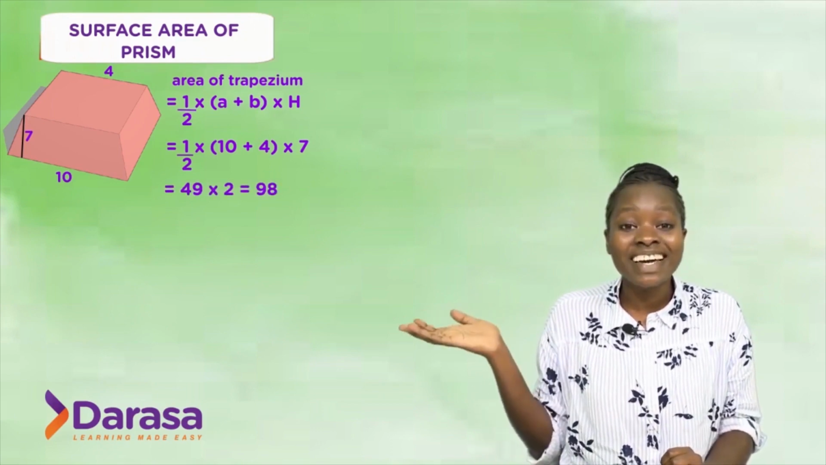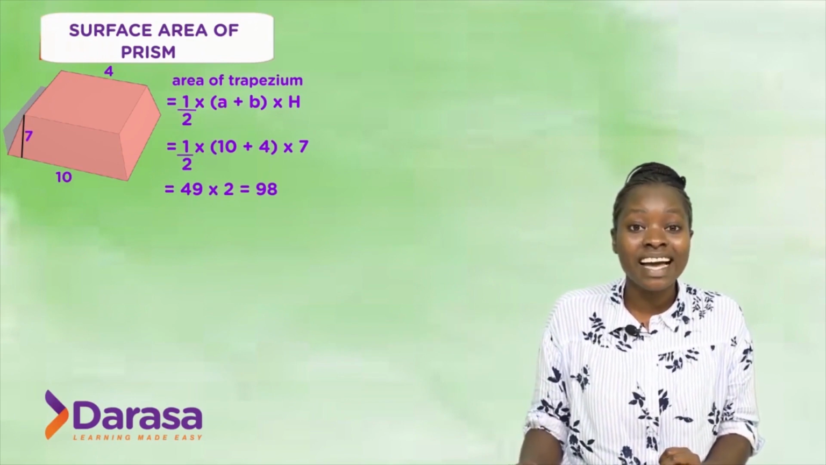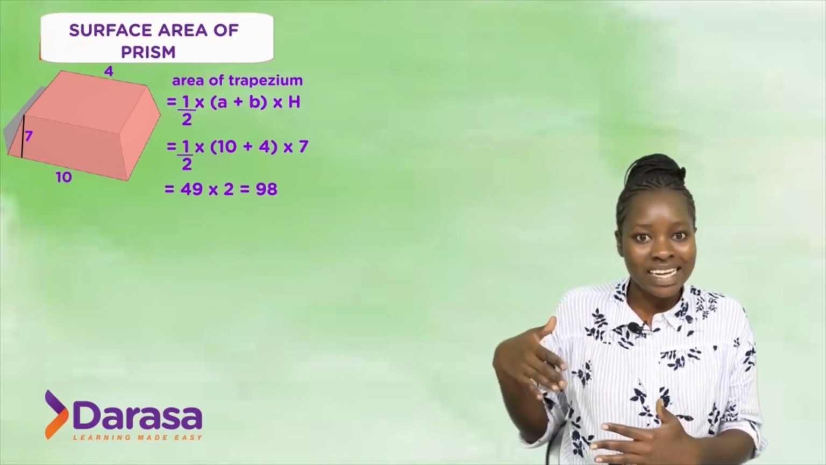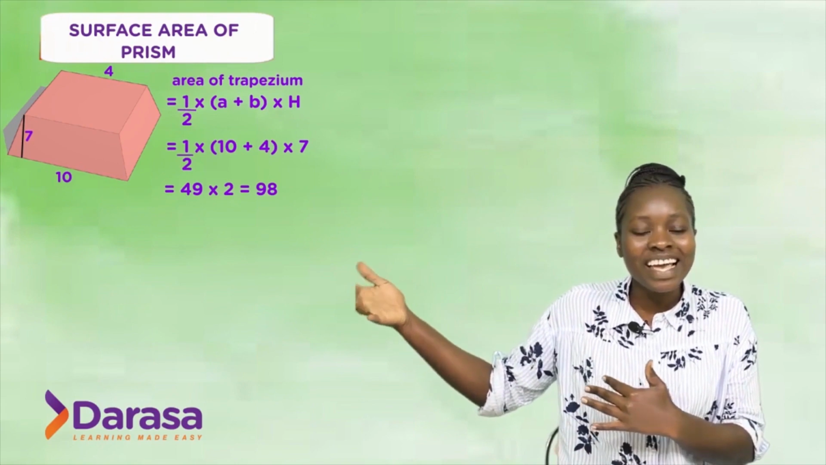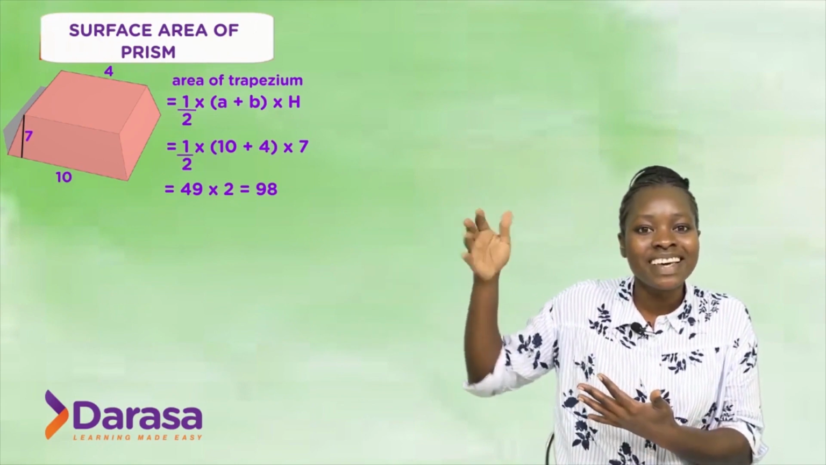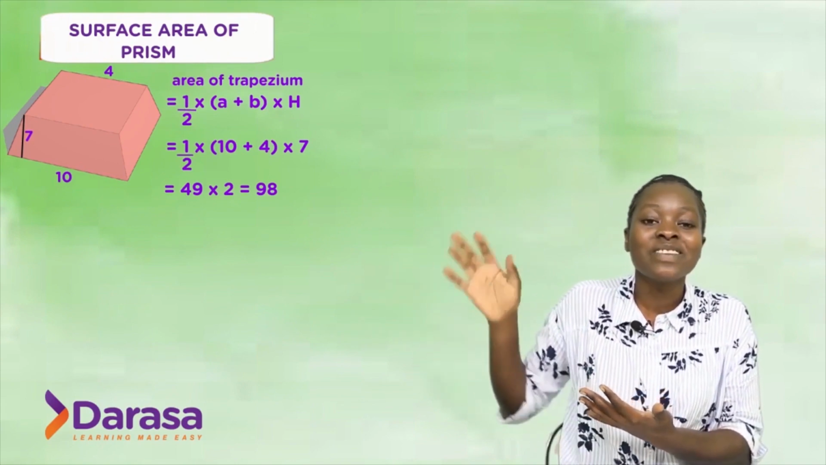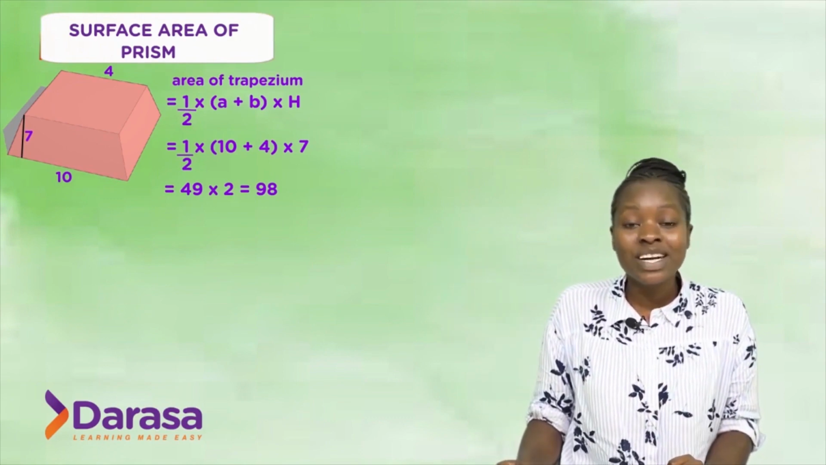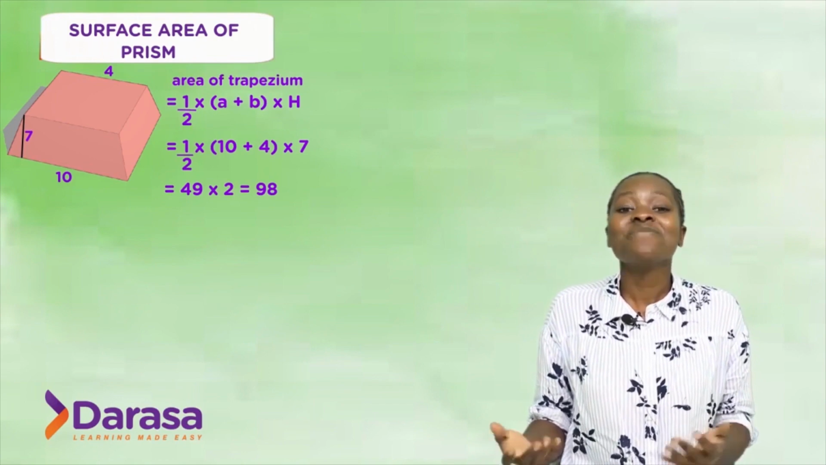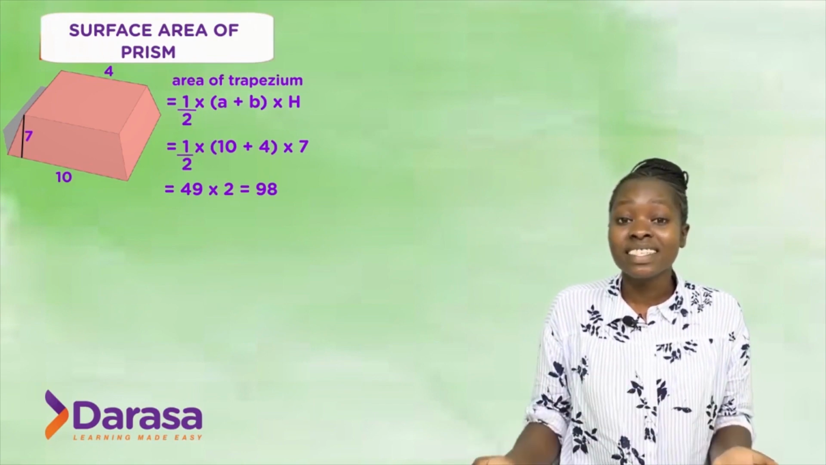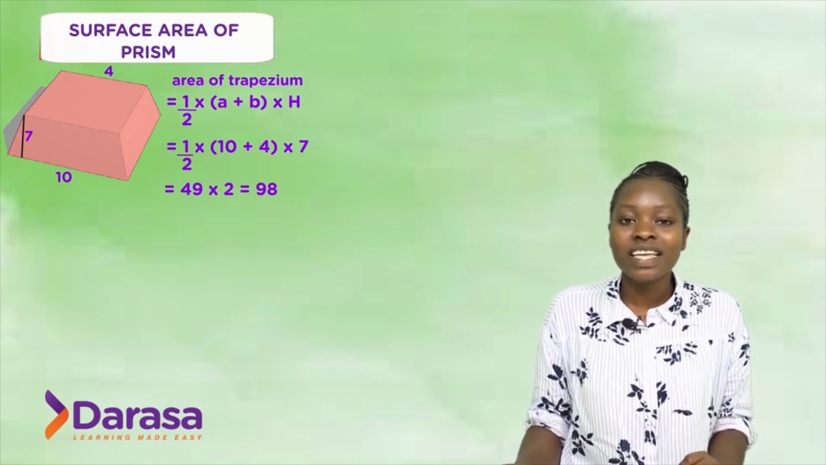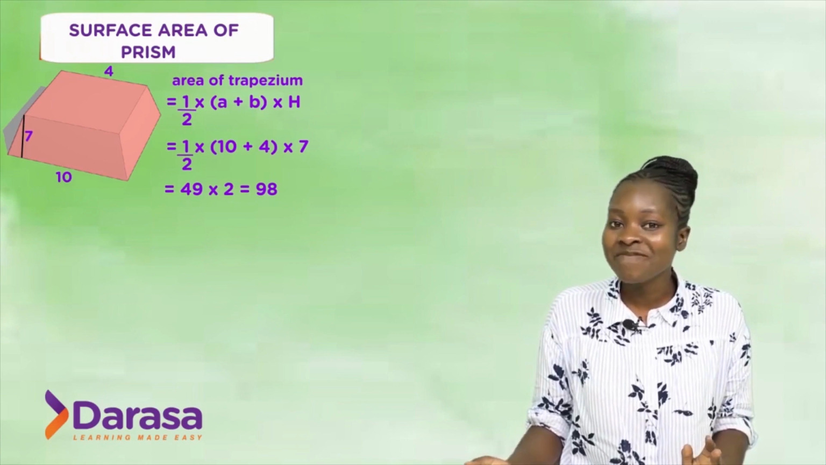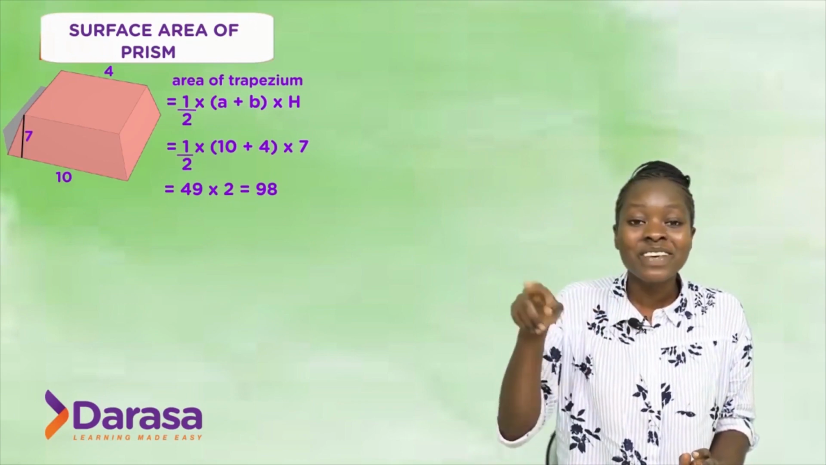Now looking at our diagram, how many sides does it have? It has 1, 2, and then it has the top side 3, the bottom 4, and then 5 and 6. So it has 6 sides. So we found for 2 sides. Now our remaining sides are rectangles, and we know to find the area of a rectangle, it's simply length times width.